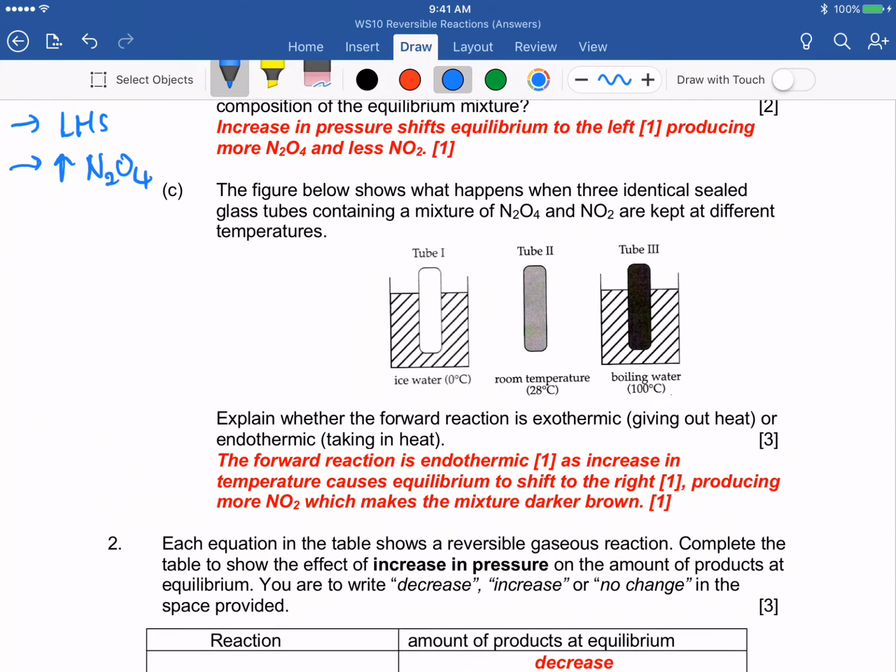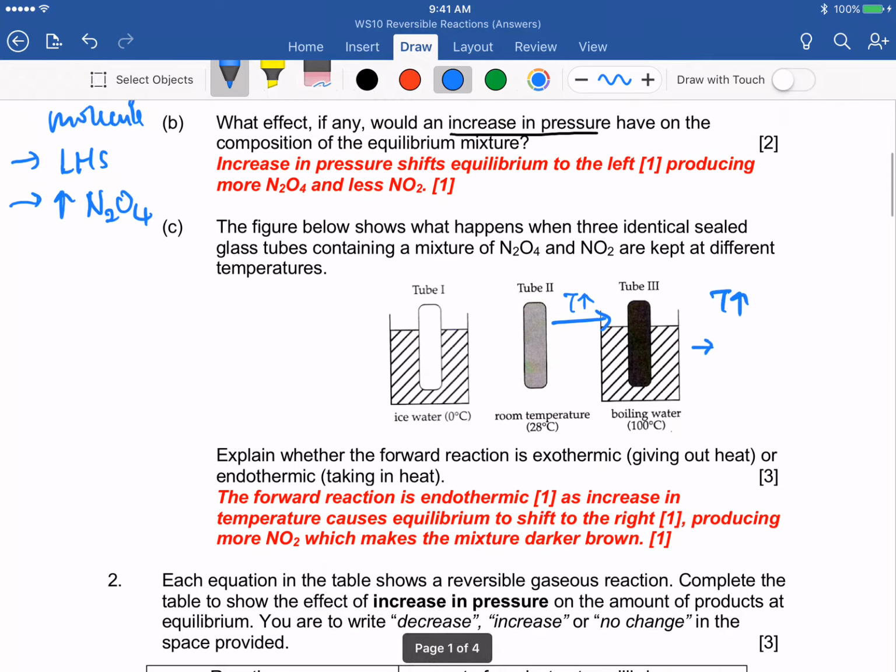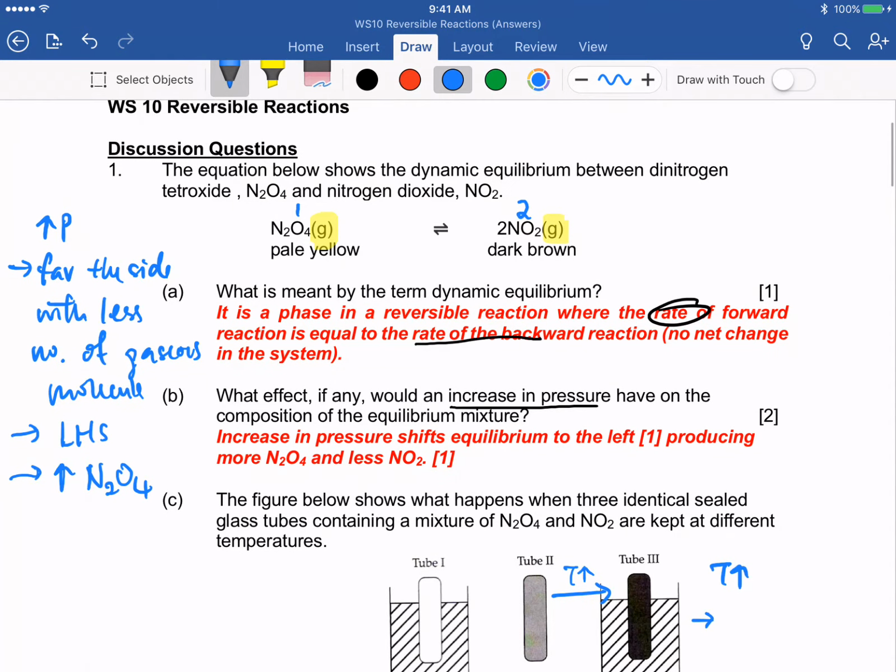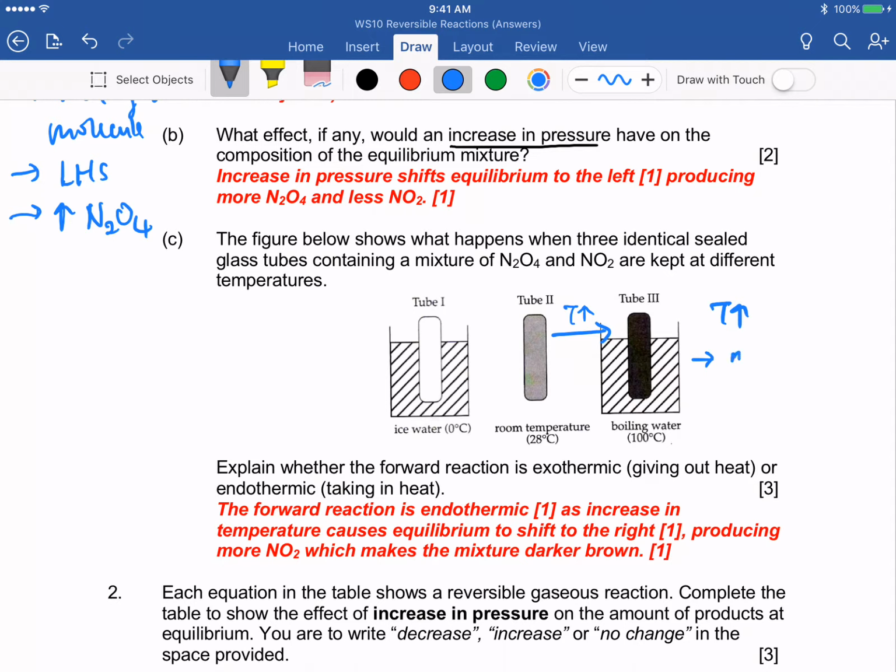Okay, the figure below shows what happens when 3 identical sealed glass tubes containing a mixture of N2O4 and NO2 are kept at different temperatures. Explain whether the forward reaction is exothermic or endothermic. Now, you see that when temperature is increased, from here to here, it became darker in color. So, comparing the two, NO2 is darker in color. So, when temperature increased, more NO2 formed, which means that favored the forward reaction.